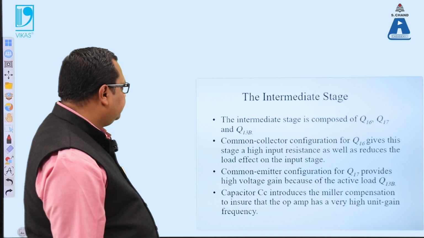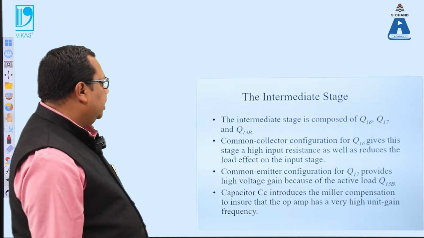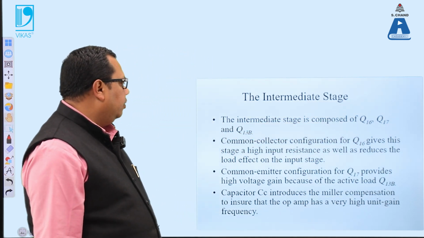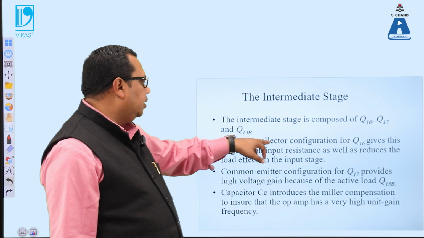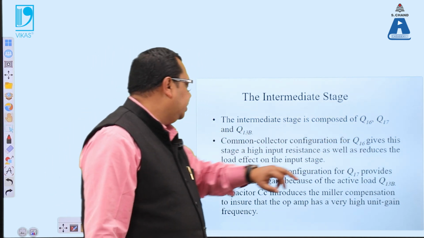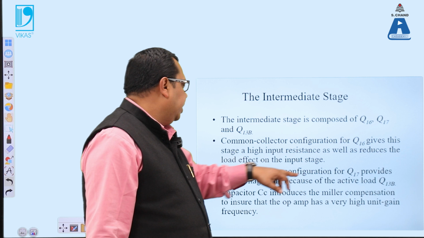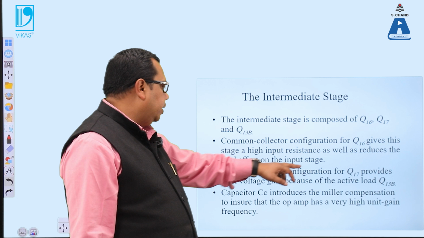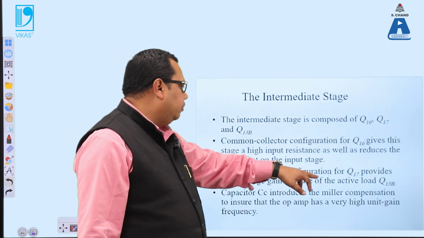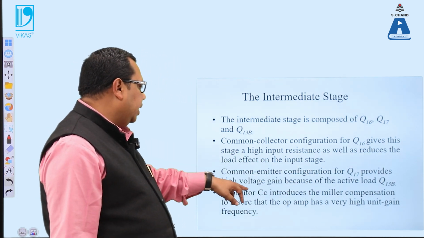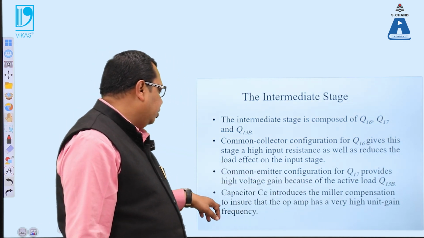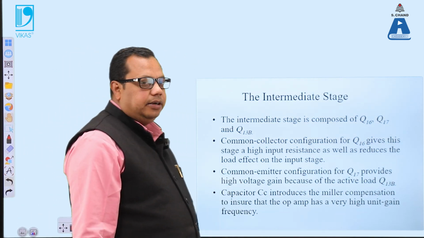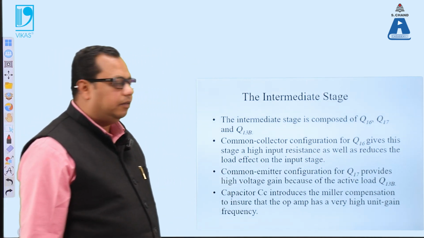Then we have the intermediate stage. The intermediate stage is calculated at the transistors 16, 17 and 13B. We will calculate it. Then the common collector configuration is used in Q16, giving the stage a high input resistance and reducing the load effect of the input resistance. Then the common emitter for Q7 provides a high voltage gain because of the active load, and the capacitor in the common collector introduces the Miller compensation to ensure that the op amp has a very high unity gain frequency. So here we are arranging this to calculate the unity gain frequency.